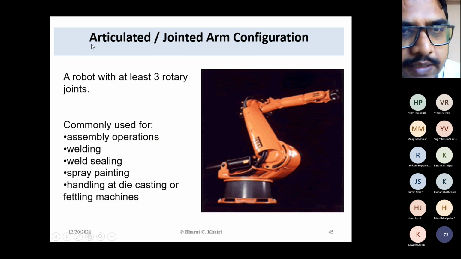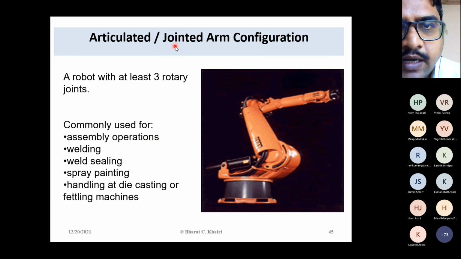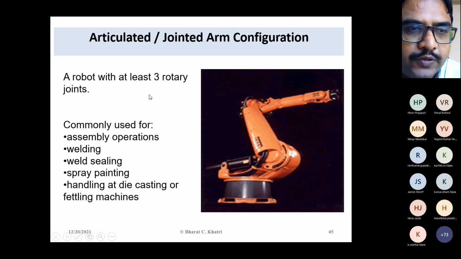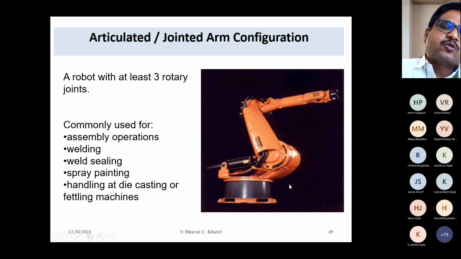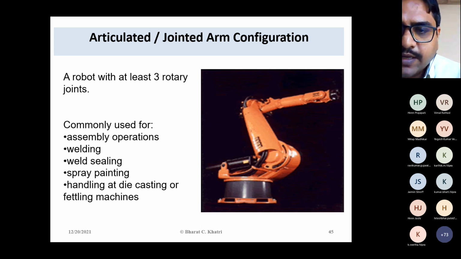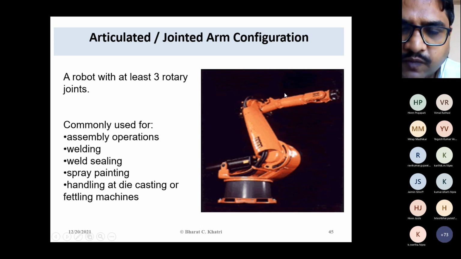Then the next category is the articulated or joint arm configuration, mostly used in the industry. It is similar to the human arm, right? It has 3 rotary joints and is used for assembly, welding, spraying, painting, and die casting. So it is similar to our human arm. You can see that there is an elbow, there is a joint and different links. So it has the same configuration. That is known as the joint arm configuration.